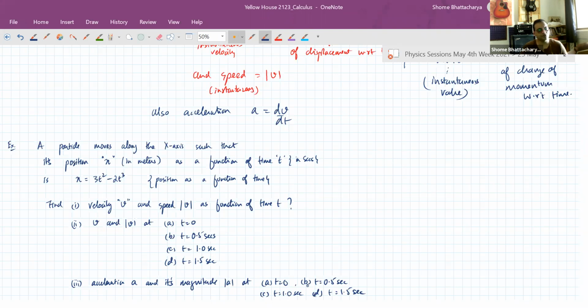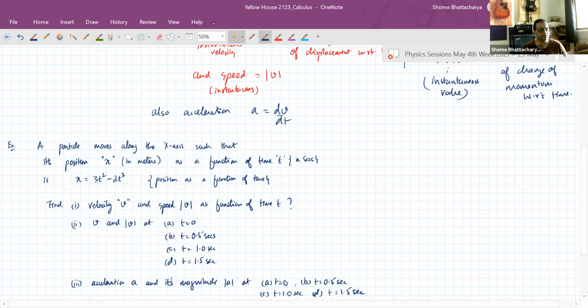Okay. Having said that, of course, here it's a direct application, because we directly know that velocity is rate of change of displacement and acceleration is rate of change of velocity. So we just have to use the differentiation operator directly. Okay. So try this out and start sending me the answers.